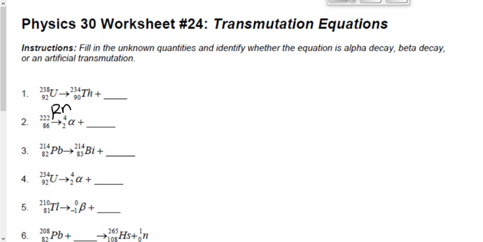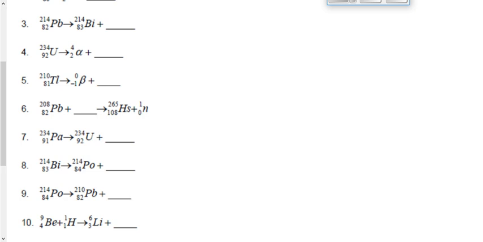Let's take a look at number 6 before we move on here. It says lead 208 plus something goes to HS, I'm not even sure what that is, plus a neutron. So what do we got here? On the right-hand side, we've got 265 and 1 is 266. 108 and 0 gives me 108. So let's get the total mass number and the total atomic number on the one side that we know everything for. And then on the other side, it's got to add up to give me those numbers.